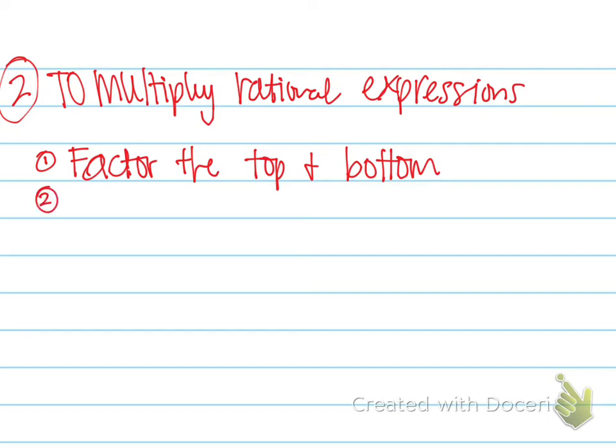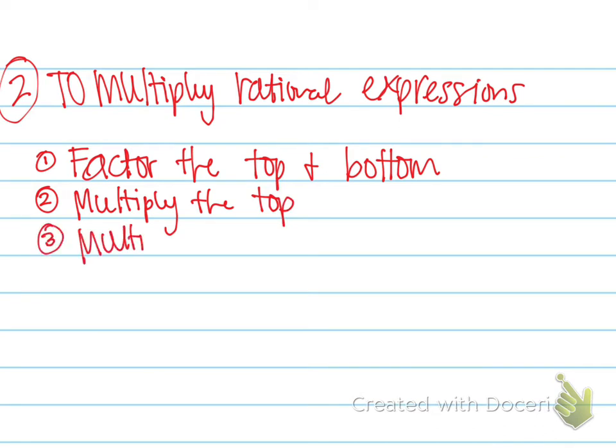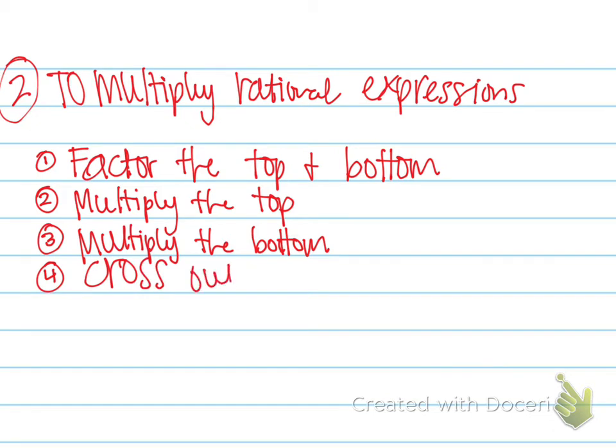The second step is to multiply the top. The third step is to multiply the bottom. And guess what the fourth step is? The very last step, every single time. Cross out common factor. Okay? So these are the steps.